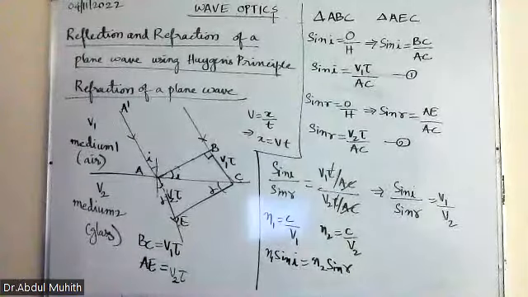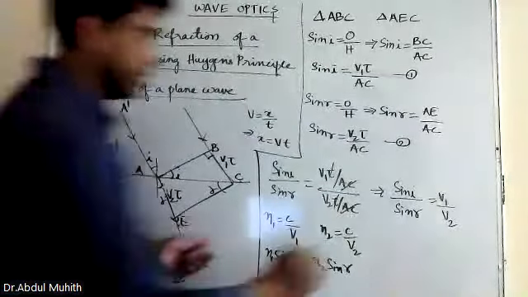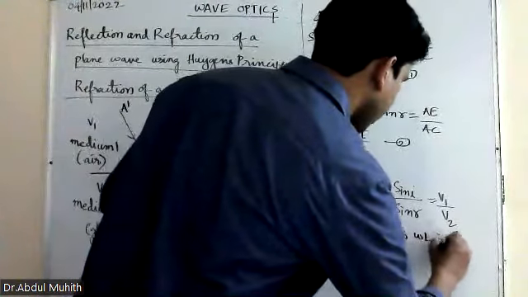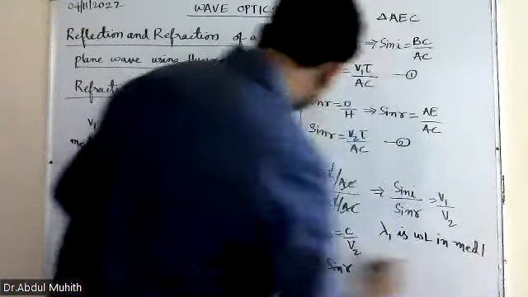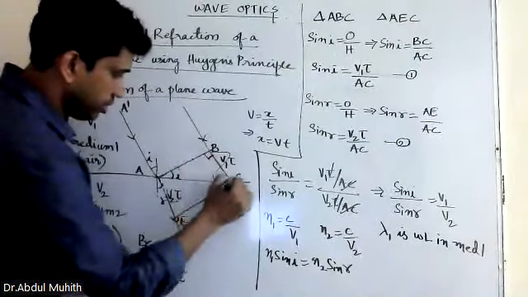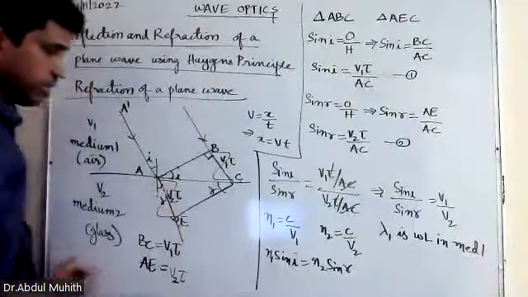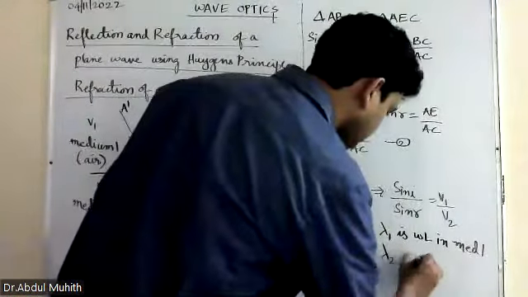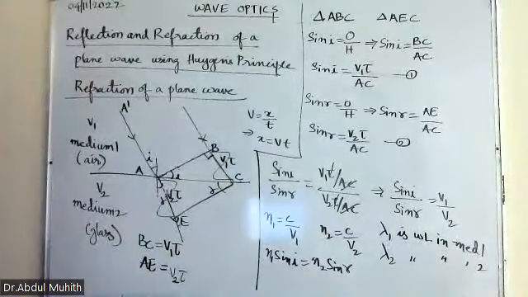Now, lambda 1 is the wavelength in medium 1. See, suppose if you draw, this is the wavelength, and here, this is the wavelength. Lambda 1 is the wavelength in medium 1, and lambda 2 is the wavelength in medium 2.